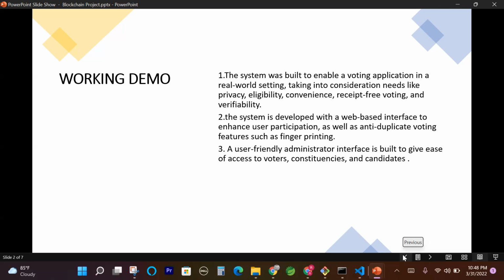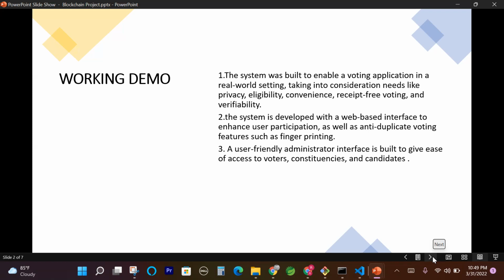And when utilized for an electronic voting system, elections can be valid, accurate, secure, and also the easiest way. However, there are a few issues with the electronic voting system that may restrict its adoption. So using the blockchain, we can address these concerns. It provides decentralized nodes for electronic voting, and it is utilized to create electronic voting systems due to its end-to-end verification benefits. In this slide, I can also cover the working demo. The system was built to take real-world needs into consideration, like privacy, eligibility, convenience, receipt-free voting, and also verifiability.